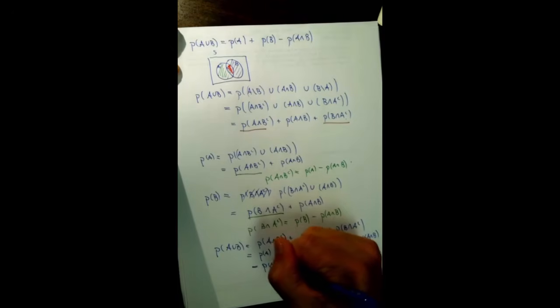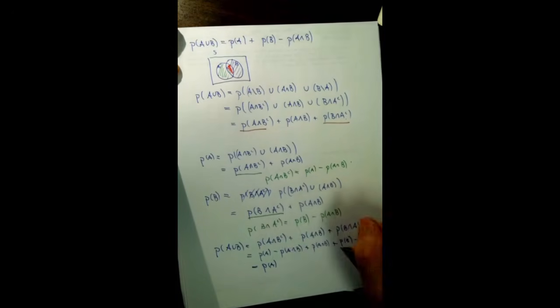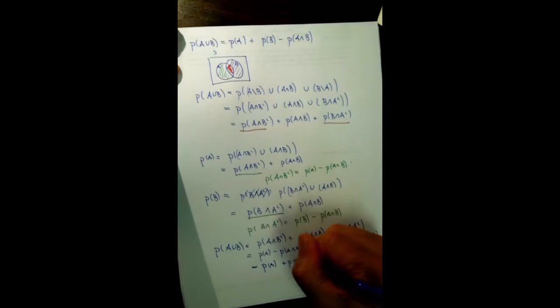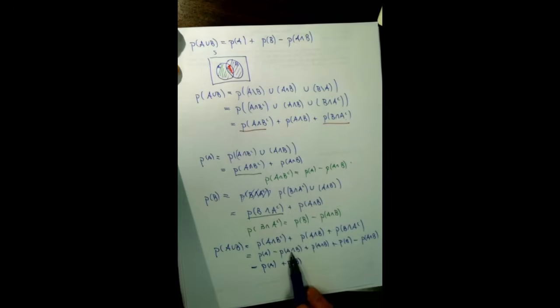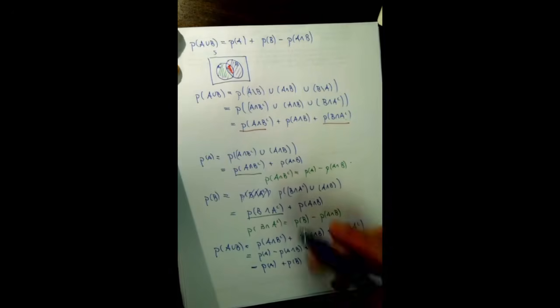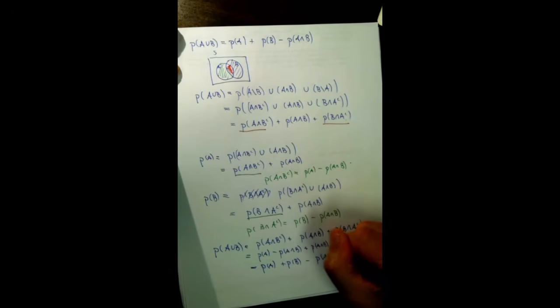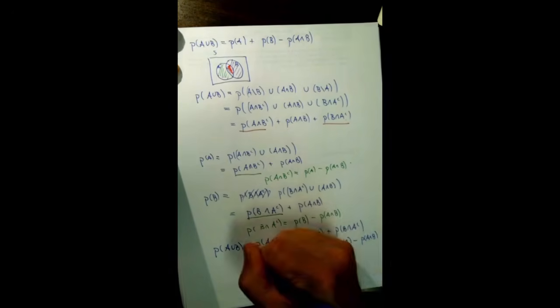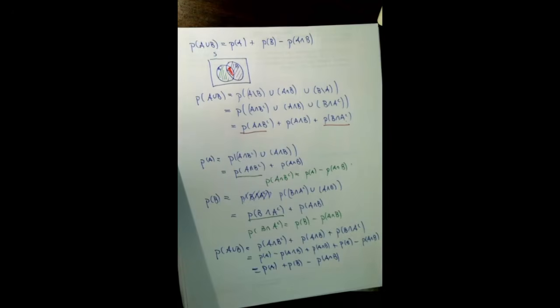So this becomes the probability of A plus the probability of B, then minus the probability of A and B plus the probability of A and B minus the probability of A and B is minus the probability of A and B. Okay, so that was a ride.